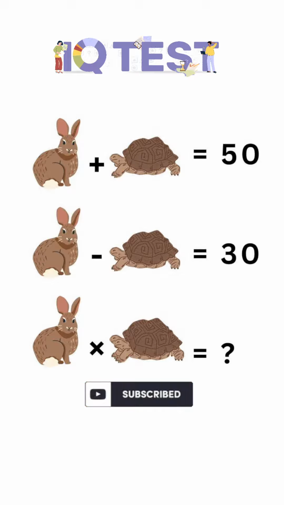So we have a rabbit and a tortoise. Rabbit plus tortoise is equal to 50. Rabbit minus the tortoise is equal to 30. So what is the rabbit multiplied by the tortoise?